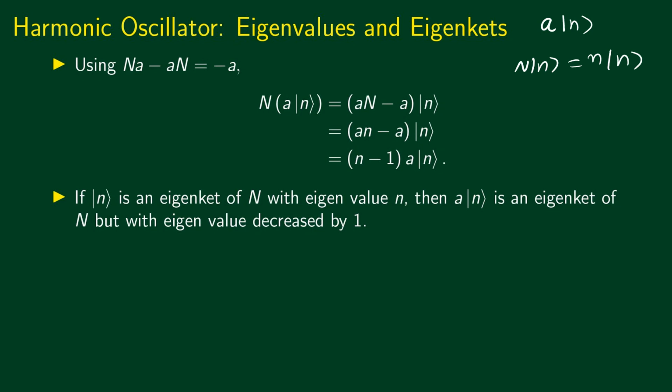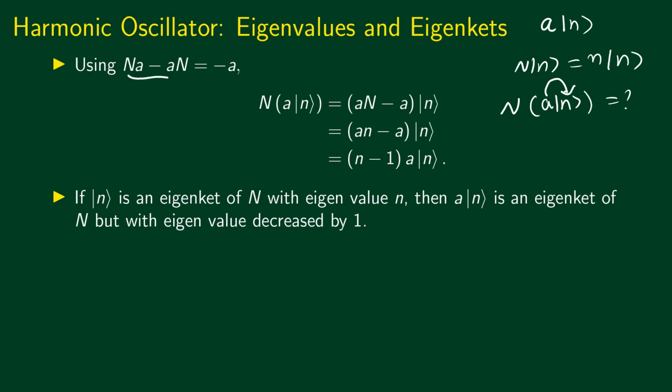So we can ask, what happens when the operator n acts on the state a ket n? What is this? This will tell us what the operator a does to the base vectors. So let's first find n acting on a ket n.